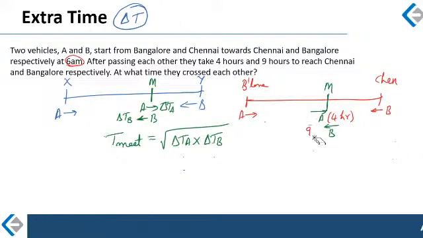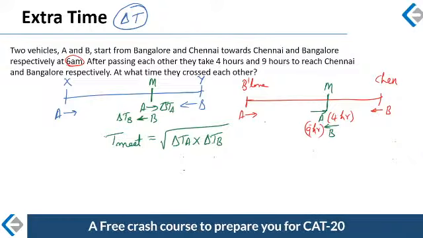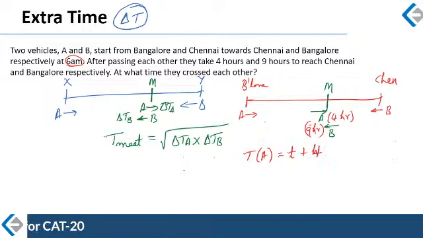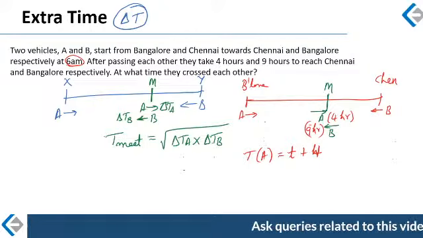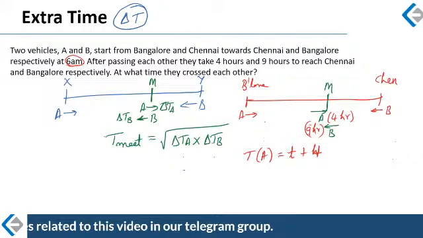What is this 9 hours? Extra time required after meeting. To meet, they've already taken T hours. So what is the total time taken by A? Total time taken by A is T plus 4 hours. T is nothing but the time taken to meet. T time is taken by A to reach the point M from Bangalore, and it is going to take another 4 hours to reach from M to Chennai.